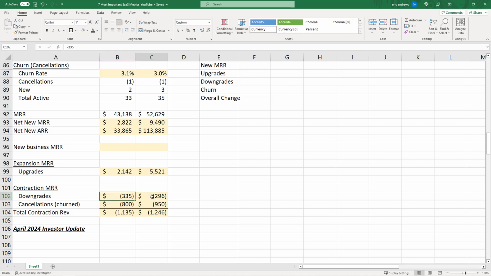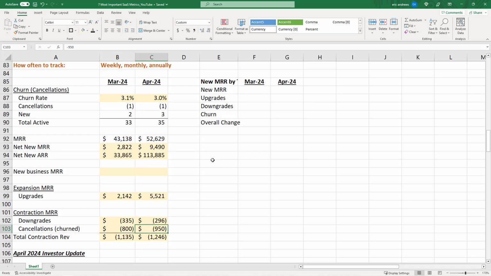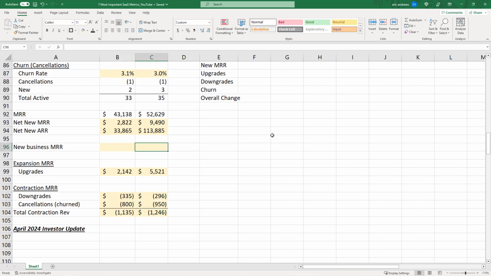And then contraction, you have downgrades. These are people that are downgrading their accounts, and then complete cancellations. We lost 800 of MRR in March, 950 in April. And then the new business MRR: this is how much of that 9,500 came from brand new customers. Basically 5,200 of it was from new customers, 5,500 of it was from upgrades, and then we lost 1,200 from contraction. You can see that adds up to 9,490. That's the breakdown of what happened with our MRR. You can just copy this formula over here.